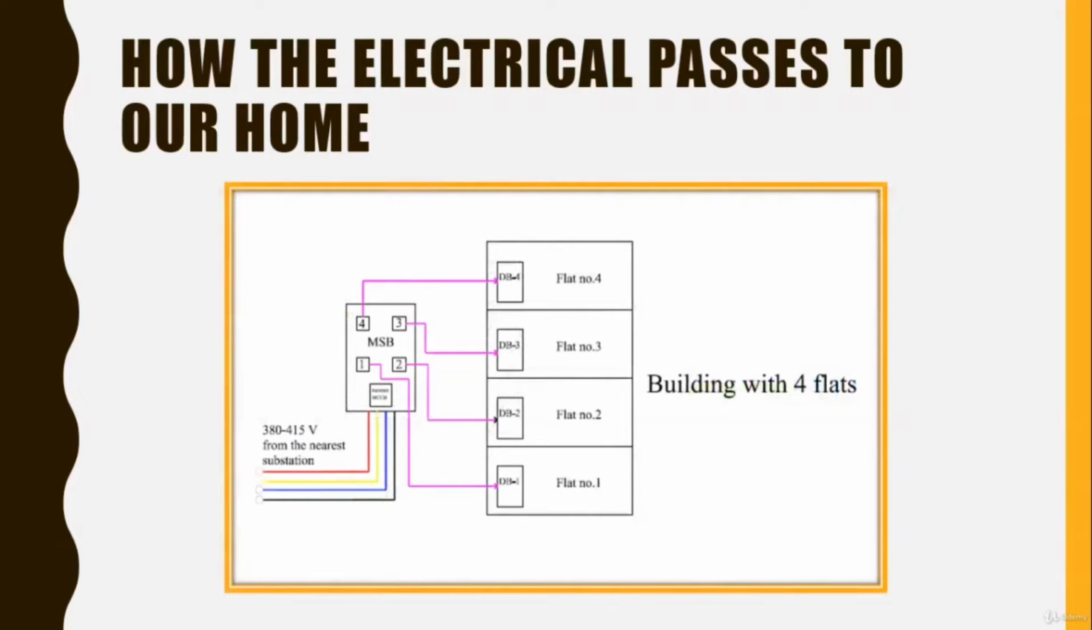The MSB receives the electricity from the nearest substation. Then the breakers inside the MSB transfer electricity to DBs. Finally, DBs supply electric and electronic equipment with electricity, such as lights, power sockets, AC, boiler, and so on.